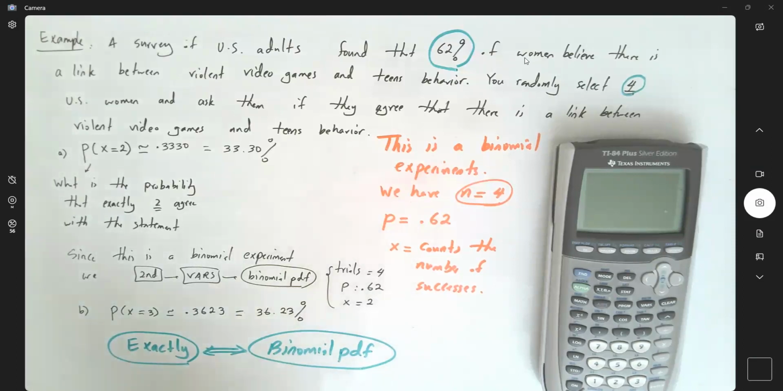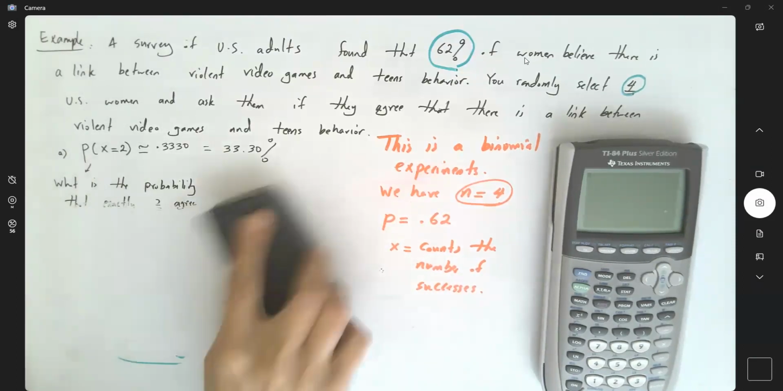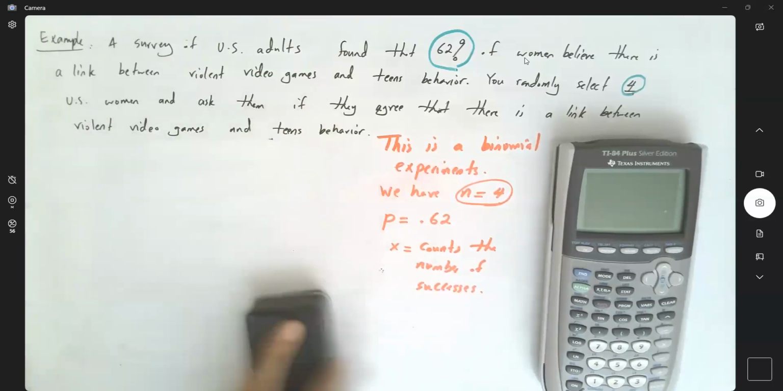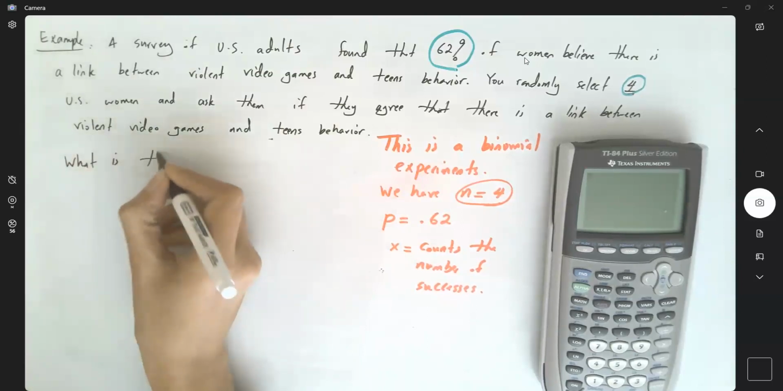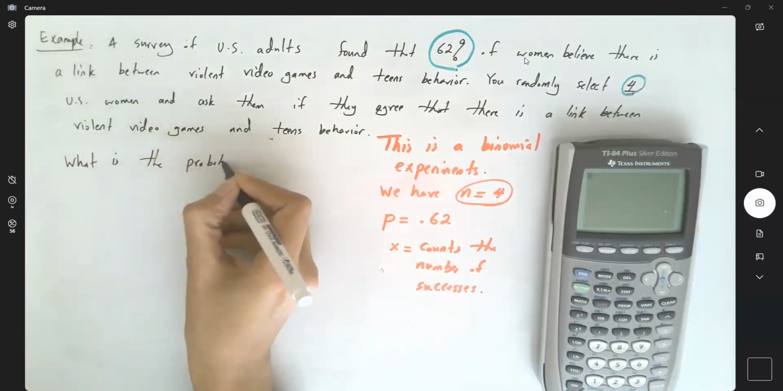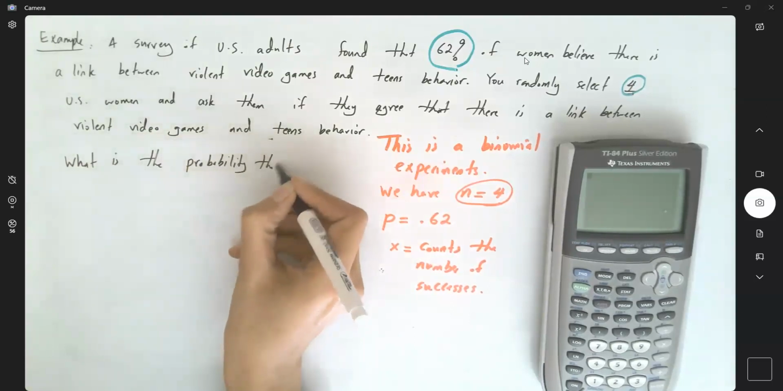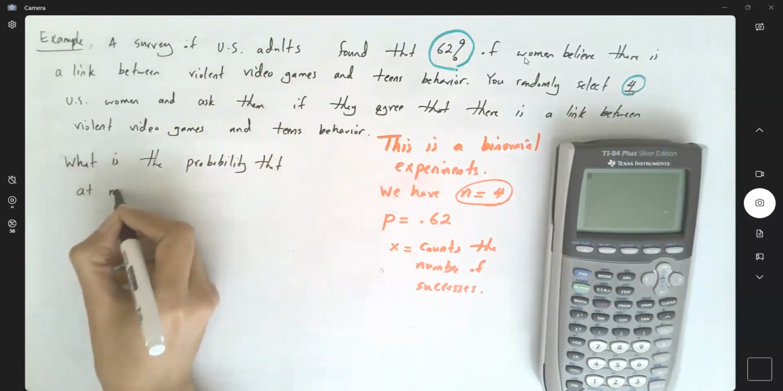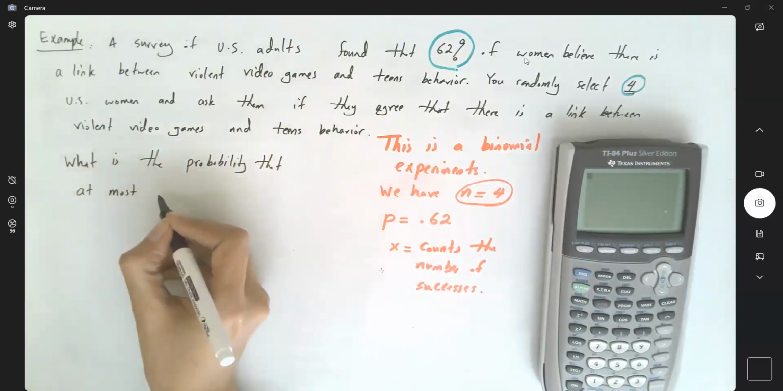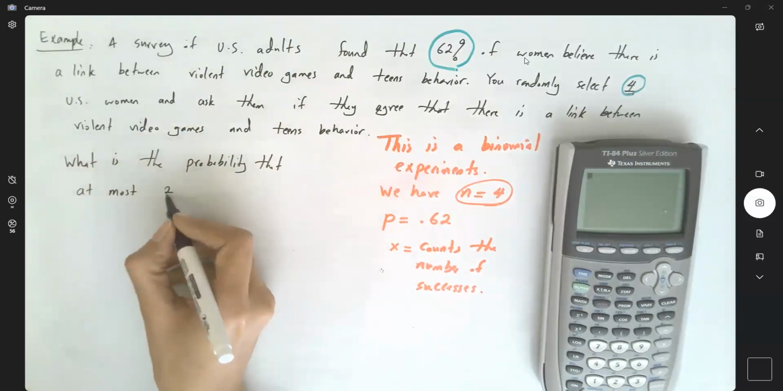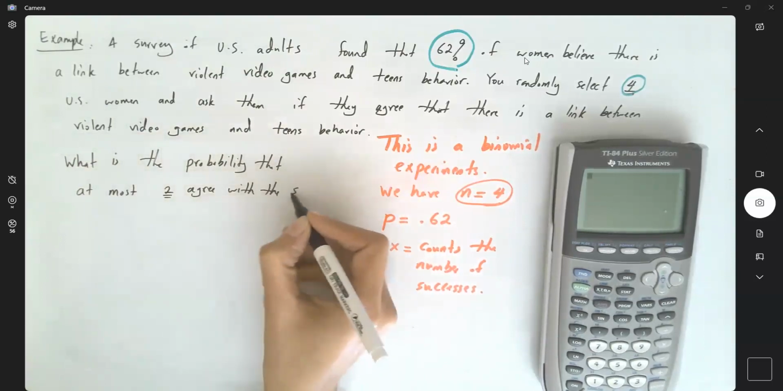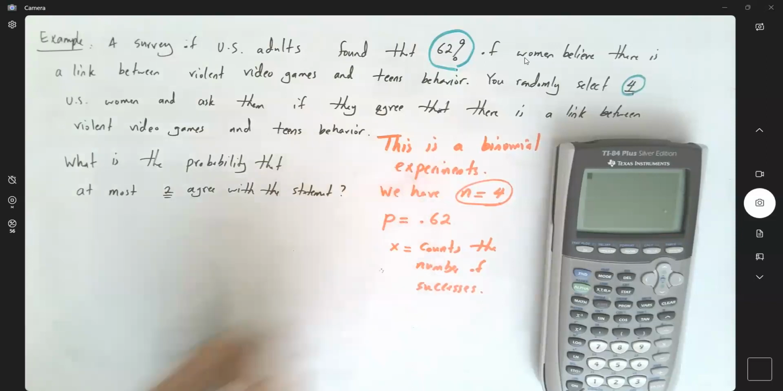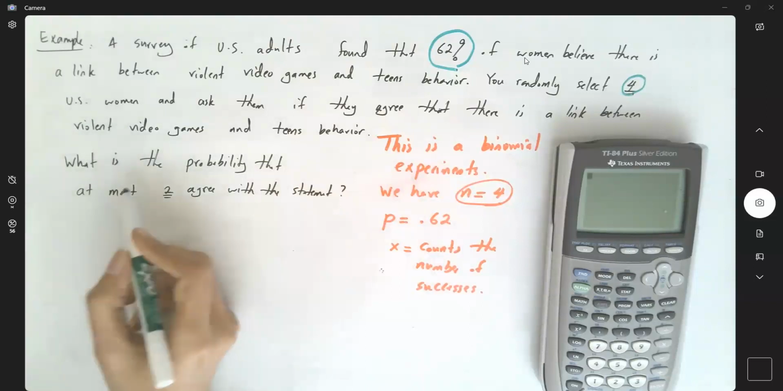Now, what if I change the keyword? Take a look. If I ask you to find the probability, what is the probability that at most 2 agree with the statement? Okay, I have a keyword that is at most.